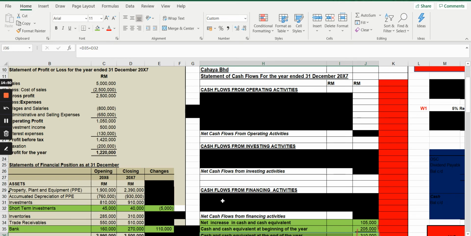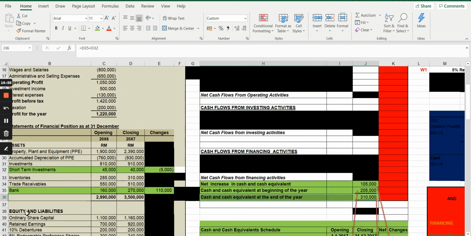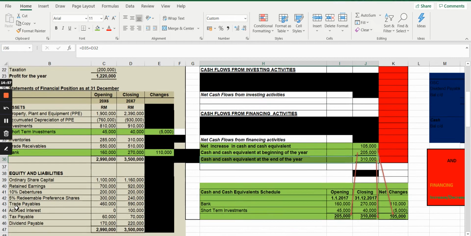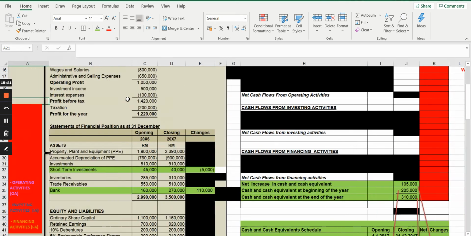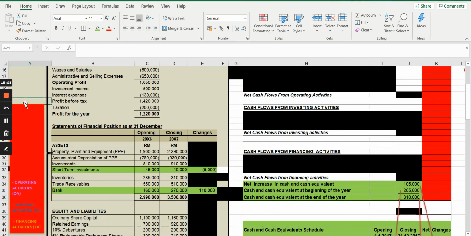So let's look at financing activities as a recap. Financing activities is something to do with your issuance of shares, issuance of debentures, issuance of non-current liabilities, or maybe repayment of non-current liabilities, anything to do with the movement in the statement of financial position that might give rise to a cash inflow or a cash outflow. So basically that. Before we can do that, we have step 3. What is step 3?